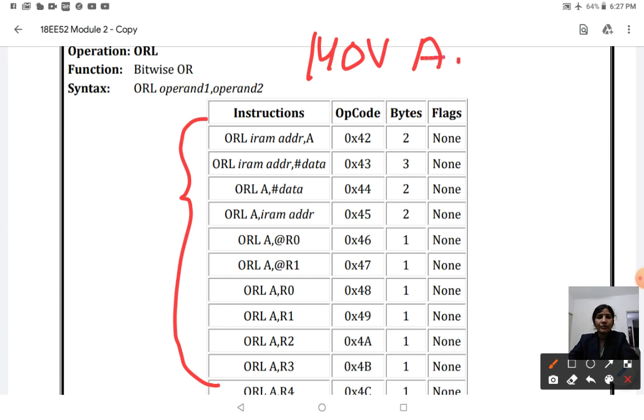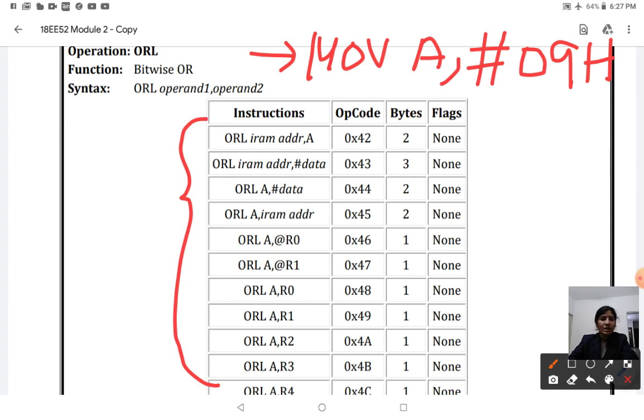For example, here I'll show one example. MOV A, #09H. Whatever I have represented here is an immediate addressing mode. MOV A, #09 means the content of the accumulator is going to be 09. Now with this content I wanted to use register addressing mode. We are going to use the logical OR operation, ORL.